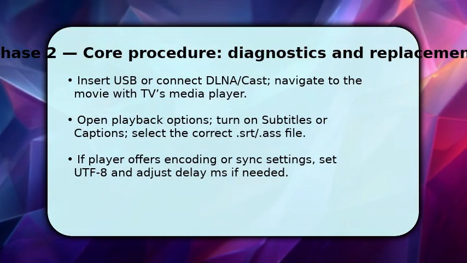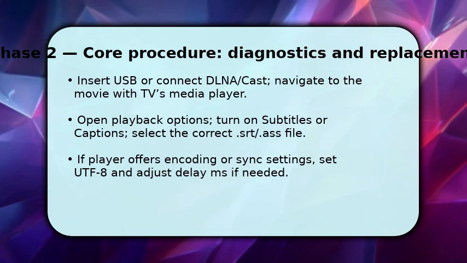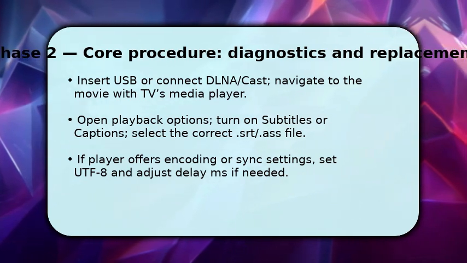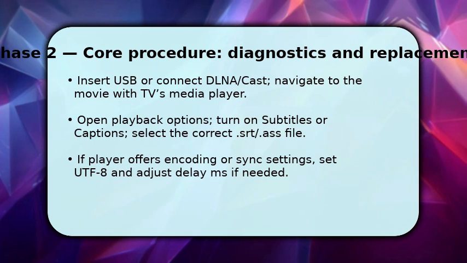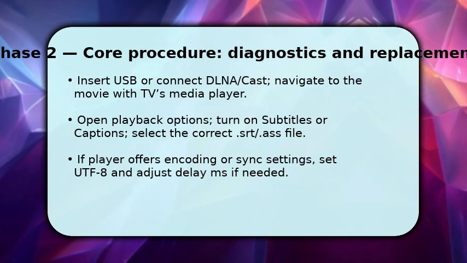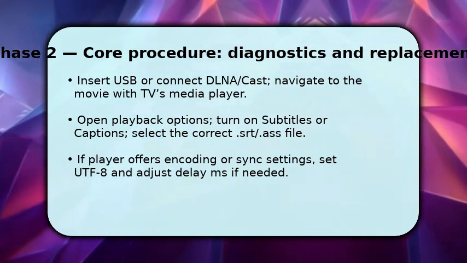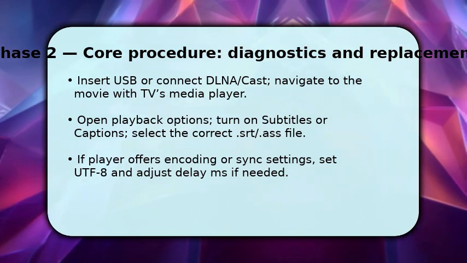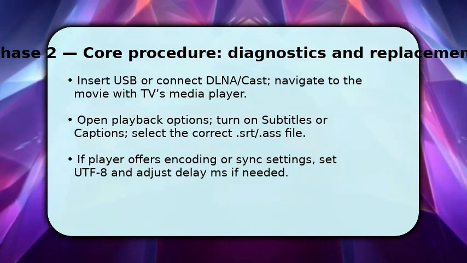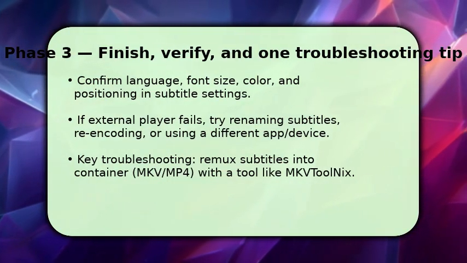Now load the movie. Plug in the USB drive or access your DLNA/cast source and open the file in the TV's media player. During playback, press the Options or Subtitle button to enable captions, then select the matching subtitle file. You might need to change encoding to UTF-8 in the menu to display characters correctly, and if dialogue is out of sync, use the subtitle delay adjustment, usually in milliseconds, to nudge lines earlier or later until audio and text align. To finish, verify the subtitle language, font size, color, and vertical position so text doesn't overlap UI elements.